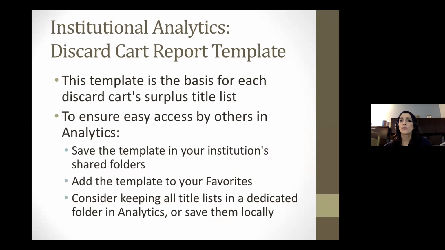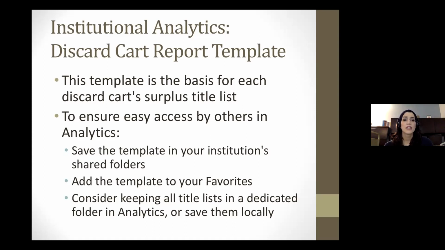So the first report is in your institutional analytics. And this we named just a discard cart report template. From the template, the surplus title lists are created, but we start with the template. So what I would suggest if you're interested in doing this is to save the template in your institutional shared folders somewhere so that other people can access it. And also consider adding it to your favorites. This allows anybody to access the report from the favorites menu in the upper right corner in analytics. So they don't have to search through a bunch of folders and subfolders to try to find it.